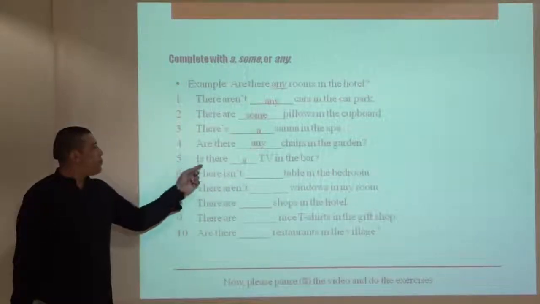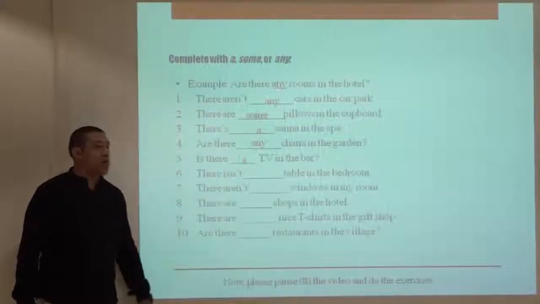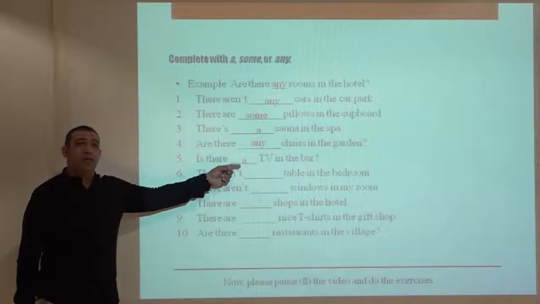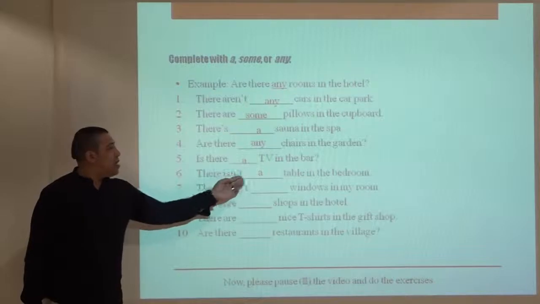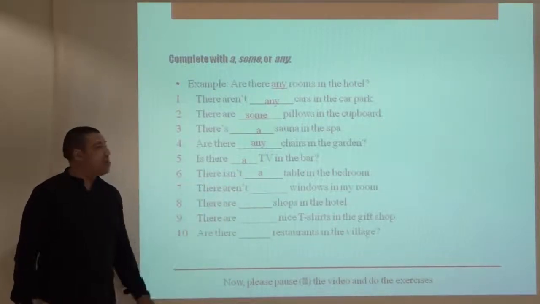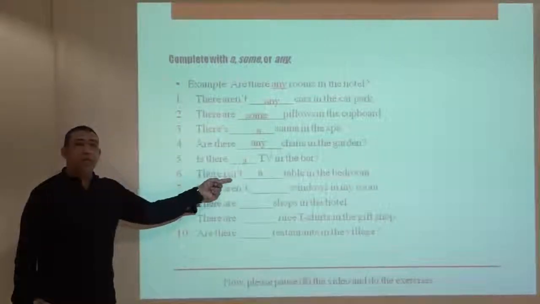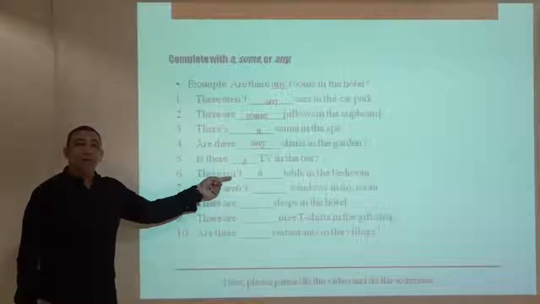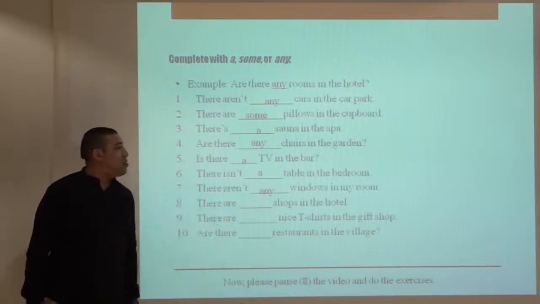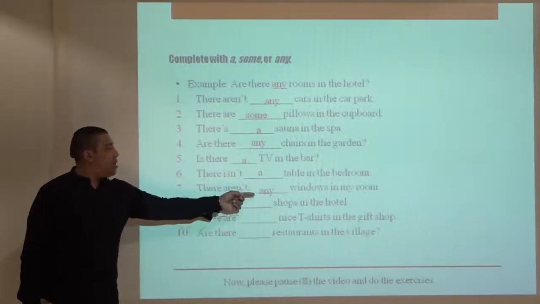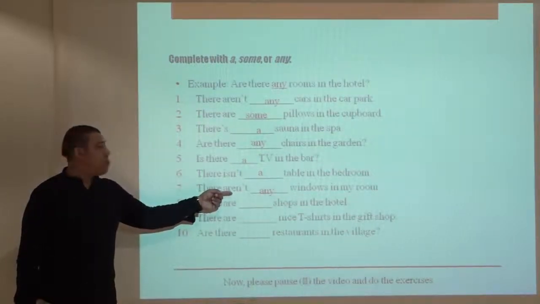Question 5. The answer is there a TV in the bar? Because it's in a singular form. Question 6. There isn't a table in the bedroom. The answer is a, because the sentence is in a singular form. Question 7. There aren't any windows in my room. We use any here because the sentence is in plural form.